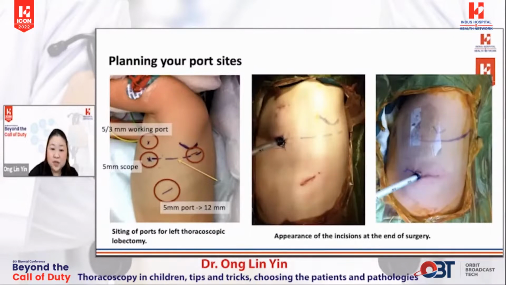This is the appearance of some of these incisions at the end of surgery. As you can see, the fourth port site was not required, and the chest tube can emerge from either the camera port site or from the lower extended incision.